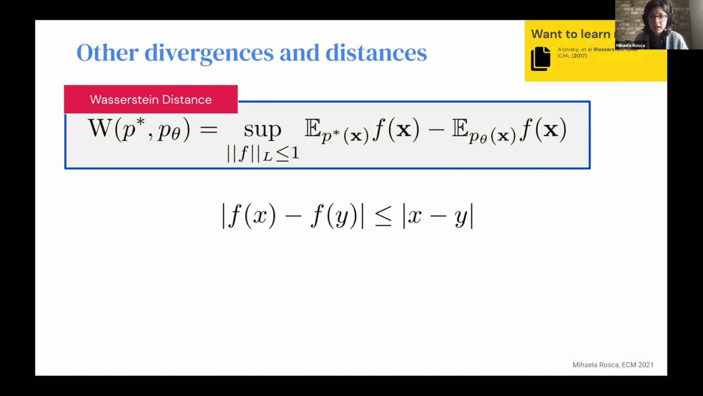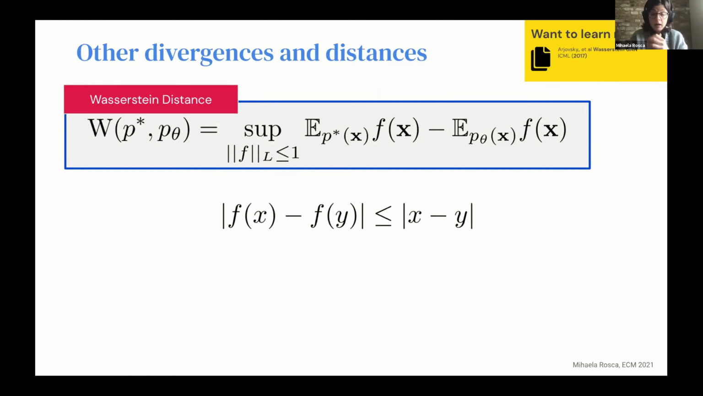But GANs can be connected to a lot of other divergences and distances, and I just want to show one more before we move to models, and that is the Wasserstein distance. So the Wasserstein distance has an optimization in its definition. If I want to estimate the distance between two distributions, I have to compute the supremum over one-Lipschitz functions of the difference in expectations under these distributions of these functions. Now, of course, the challenge is that this is intractable for complex distributions.